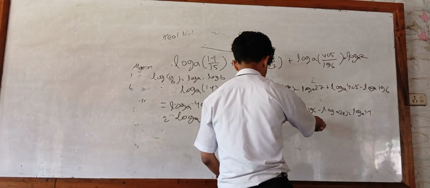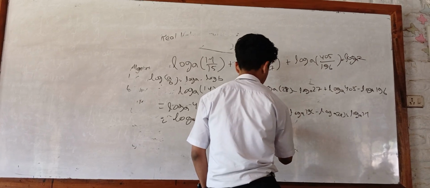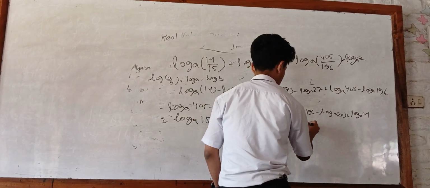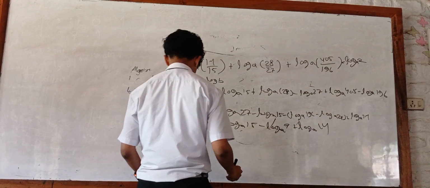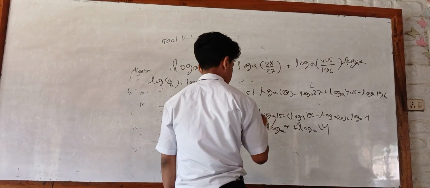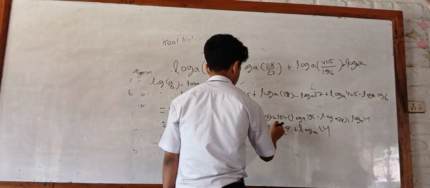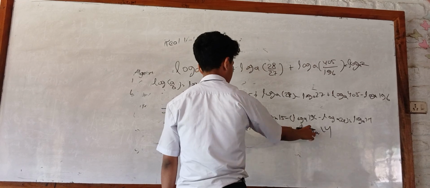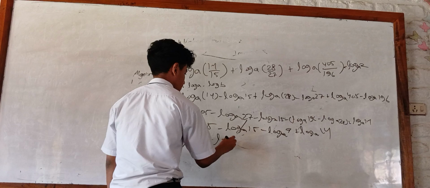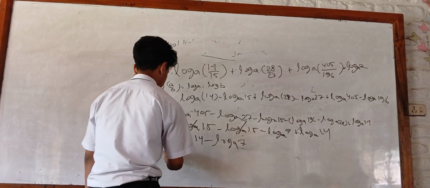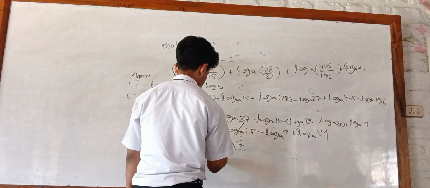196 divided by 28 will be equal to 7. So this can be written as minus log a 7 plus log a 14. Now this and this will be cancelled, and now we can rearrange this as log a 14 minus log a 7, which will be equal to log a 2, proving the RHS.